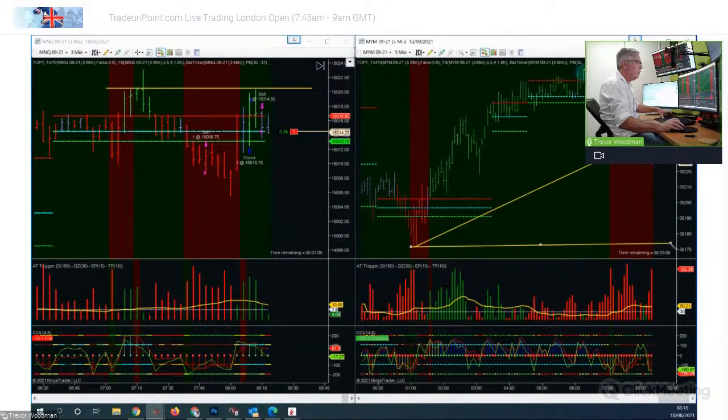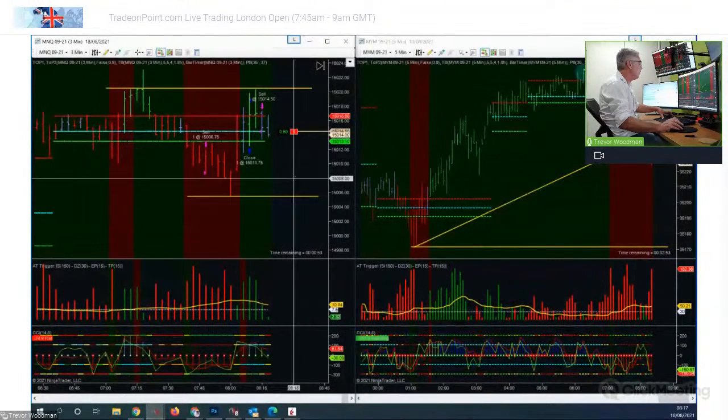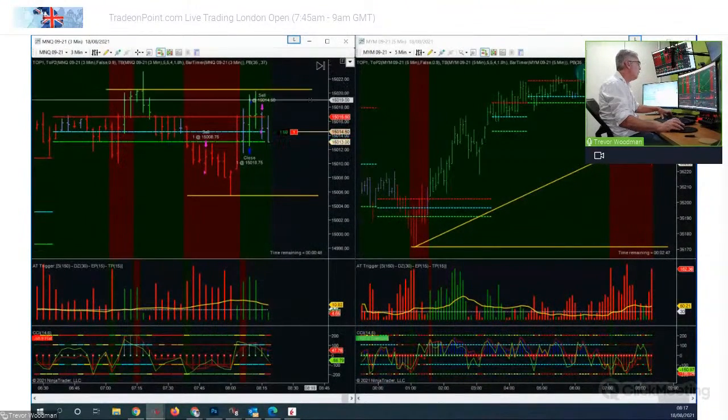If we can retest this low down here, which will be a significant run on the Dow, then we should at least pull back to this low over here on the NASDAQ. So my stop's basically just going to be above this resistance over here. I don't think I've put it in yet.